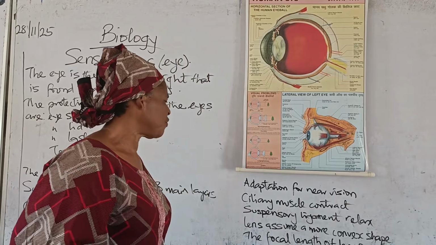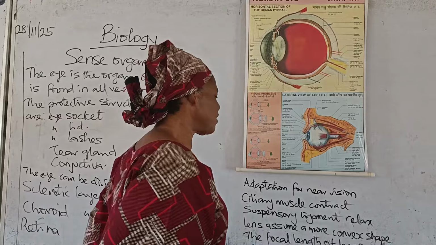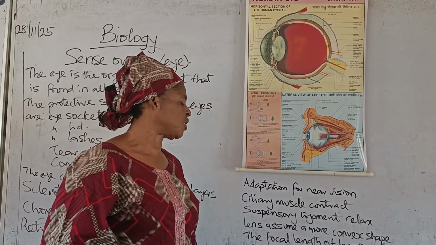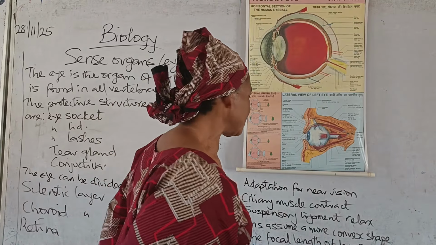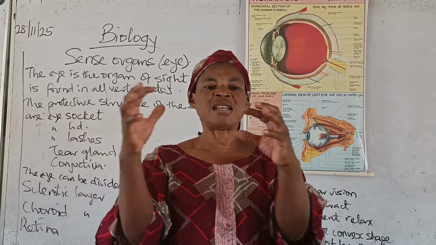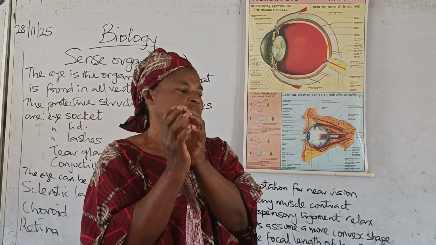We also have adaptation for near vision. The ciliary muscles contract, the suspensory ligaments relax, and then the lens assumes a more convex shape. Then the focal length of the lens is also reduced. That means the lens now becomes more round, as if like a spherical shape.